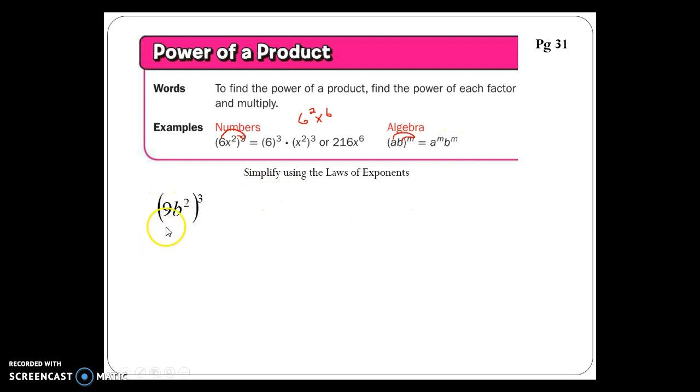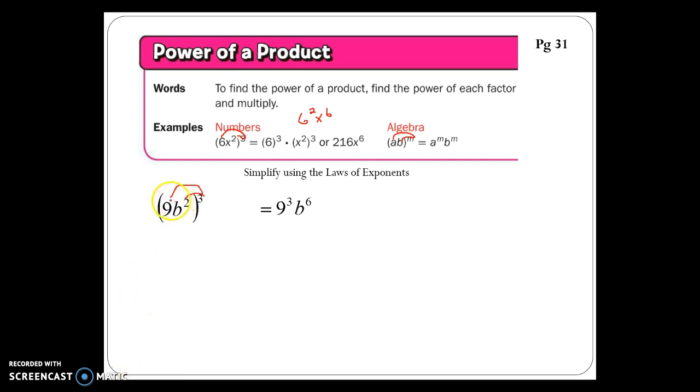So we have 9 b squared, so this is our product. 9 is a factor, b squared is a factor, and we are going to distribute. I know it's not the right math term to use, but it's something you're familiar with. So 9 to the third power and b squared to the third power. That's giving us 9 to the third, b to the 6th. And if you're asking yourself what exponent is on the 9, it's just a 1. It's 9 to the first power.